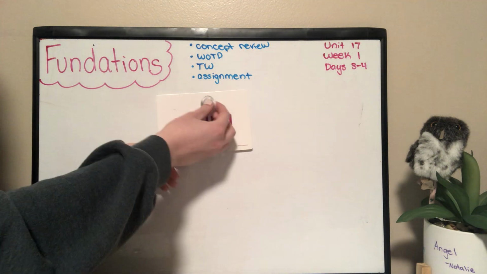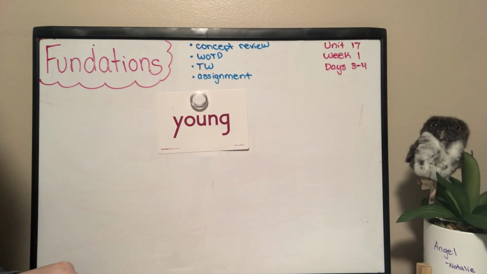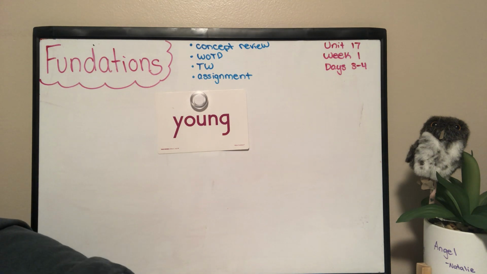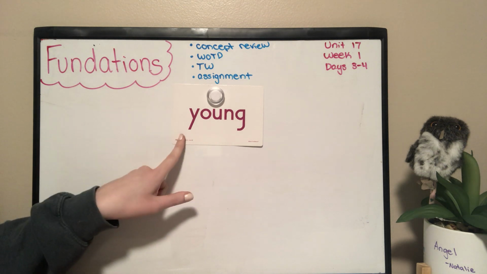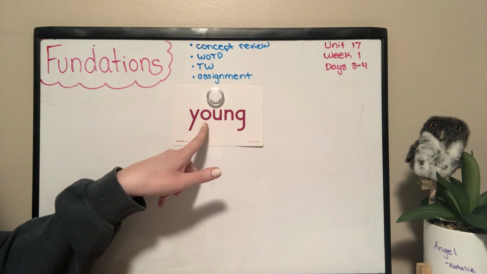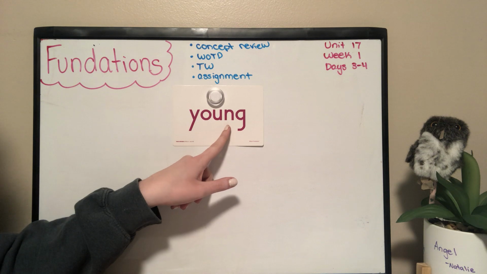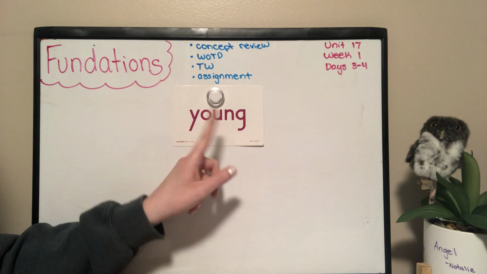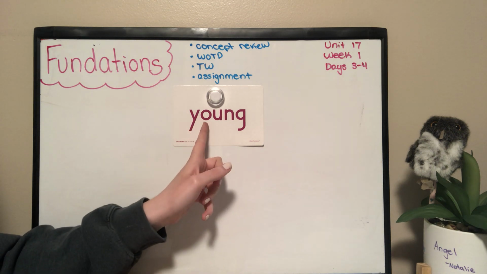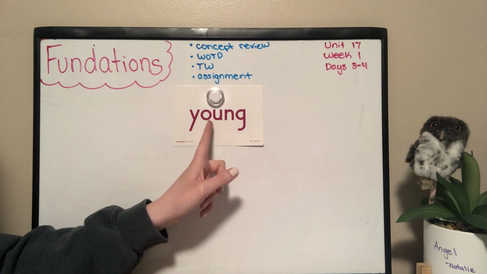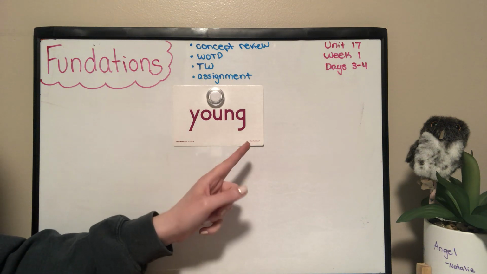We're going to spell it out together 2 times. Make sure you have your trick word sheet in front of you so you can use the front or the back to go ahead and write these down. Here we go. Y, O, U, N, G. Young. Let's do it one more time. Y, O, U, N, G. Young. Awesome.